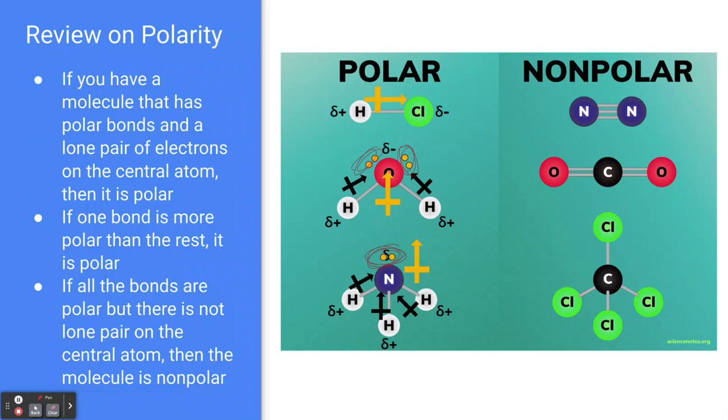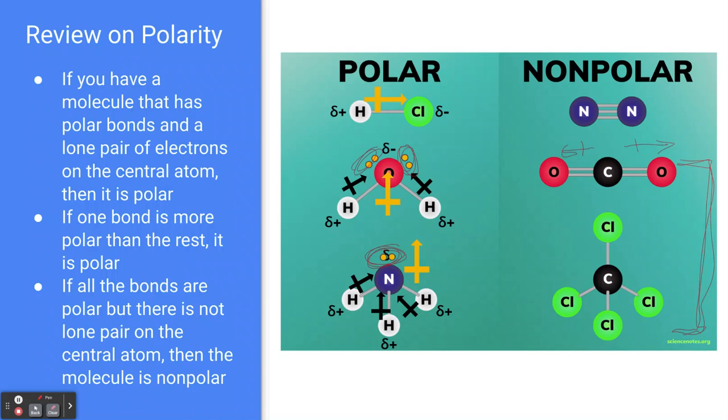If all the bonds are polar, but there is not a lone pair on the central atom, then the molecule is nonpolar. So let's take a look at these two examples over here on the right. On the right, we've got carbon and oxygen. The oxygens are more electronegative, but because those are in a straight line, it's like playing tug of war with the same opponent. So we've got two oxygens trying to pull the electrons with equal strength. And because they're pulling in opposite directions, that's considered nonpolar. The bonds themselves are polar, but the molecule overall is nonpolar.